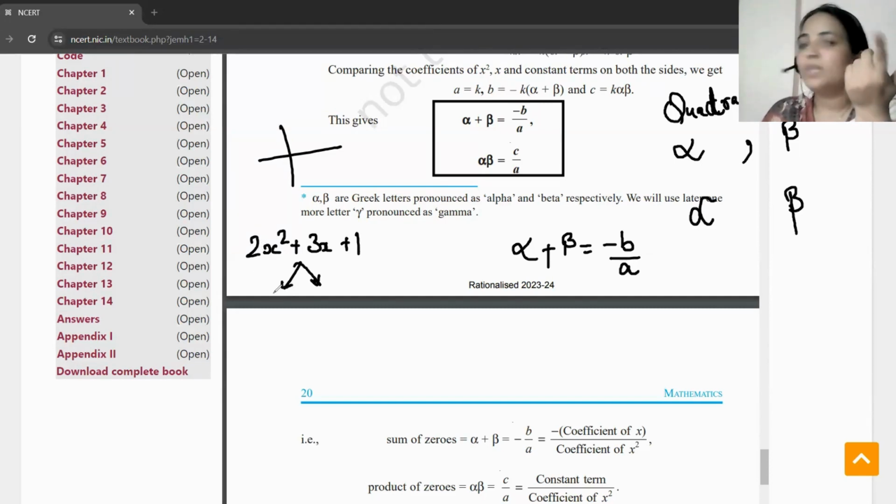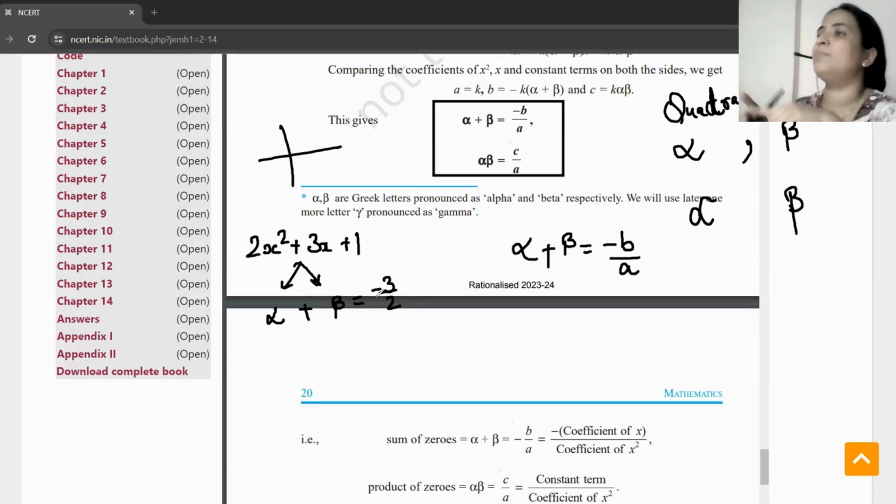For now, this is a quadratic polynomial and it will have two zeros. One is alpha, one is beta. We don't know what the zeros are yet. I have not told you how to solve quadratic polynomials. Apart from middle term splitting, you don't know how to solve this. You can make factors with middle term splitting, but you can't yet get the values. So if there are two zeros alpha and beta, if you add both zeros, the answer will be minus b by a. So that is -3/2. Without knowing the zeros, you know the sum of the zeros.